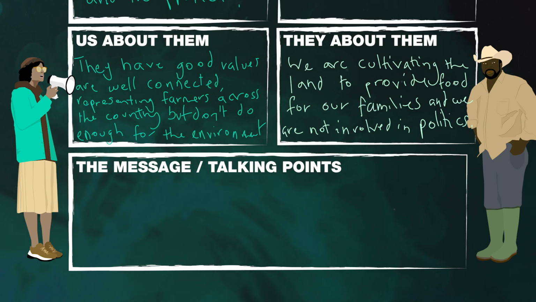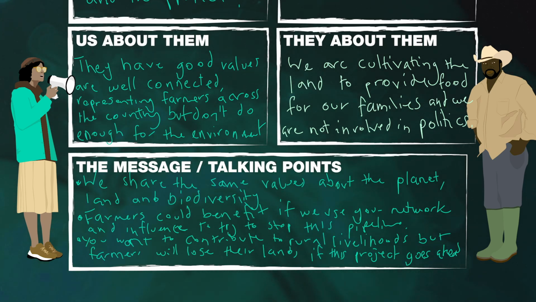Message, talking points. We share the same values about the planet, land, and biodiversity. Farmers could benefit if we use your network and influence to try to stop this pipeline. You want to contribute to improved rural livelihoods, but farmers will lose their lands if this project goes ahead.